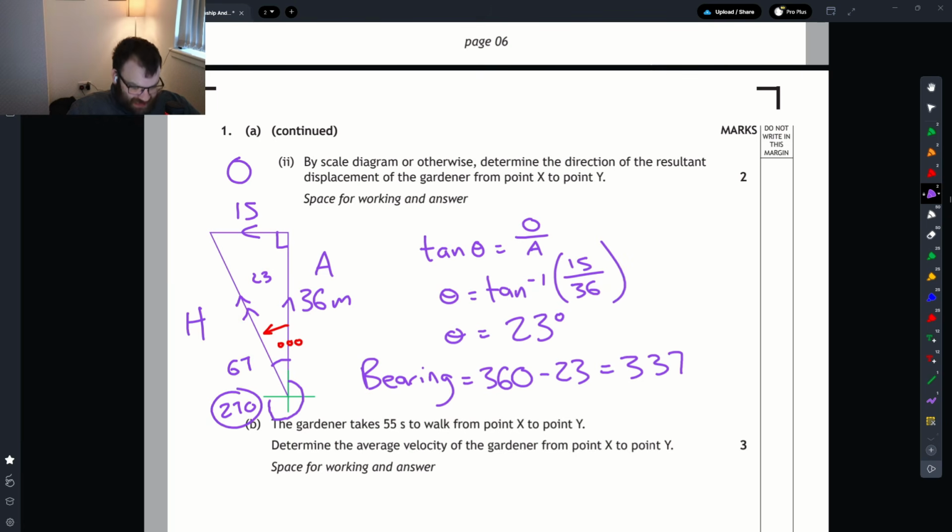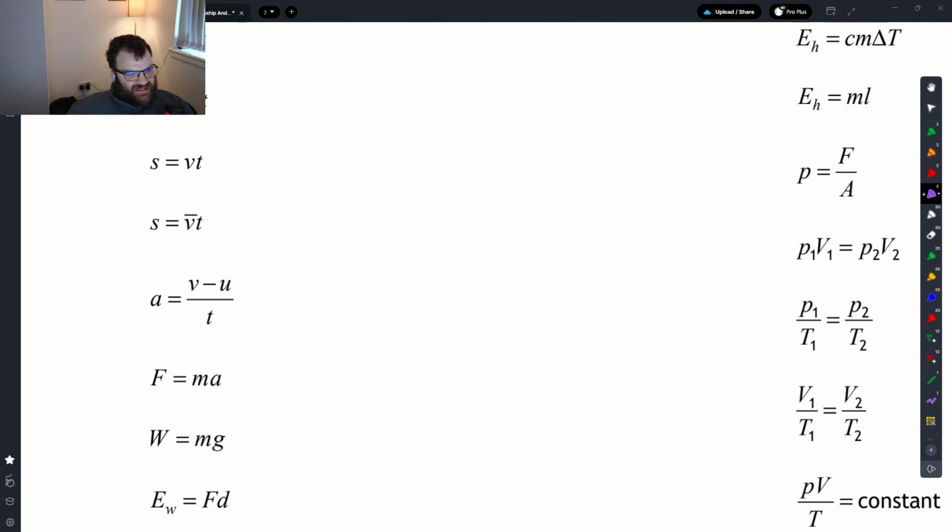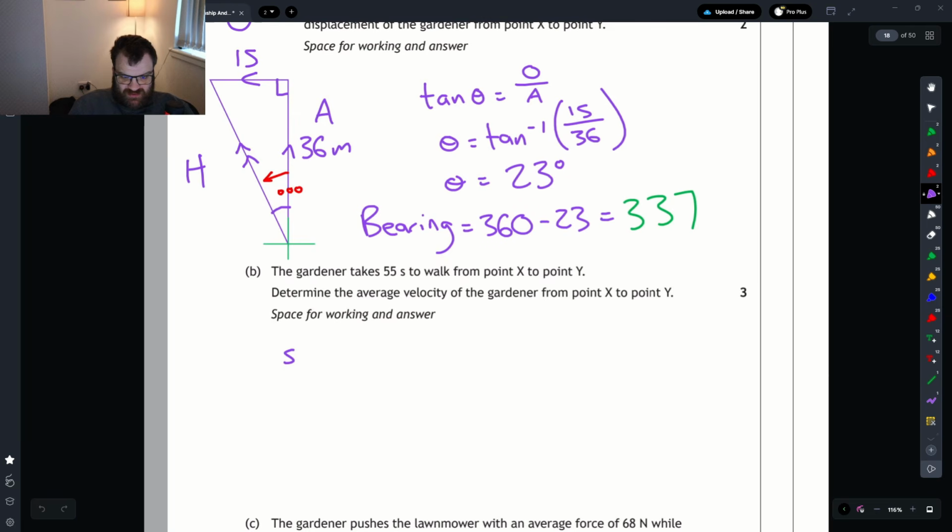And then 270 add 67 is 337. But that just seems like a long way for a shortcut for that one. Next, we're asked to work out the velocity, which is the displacement over time. And because it's a vector, we have to remember and bring that 337 bearing with us when we give the final answer. So s equals v bar t is what we're going to use.